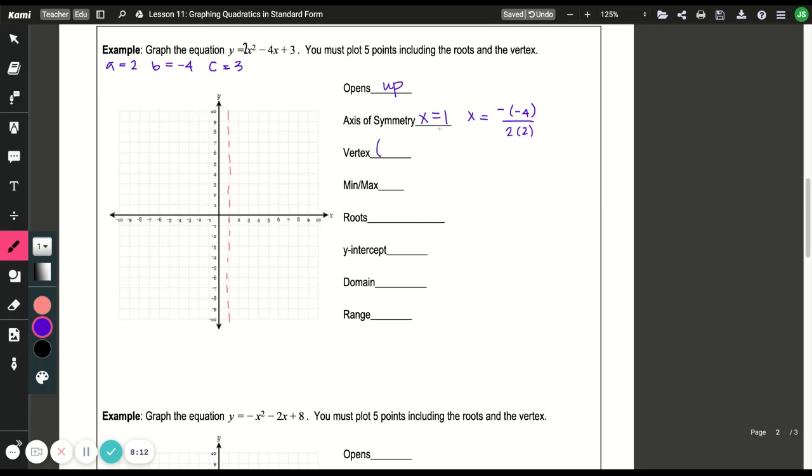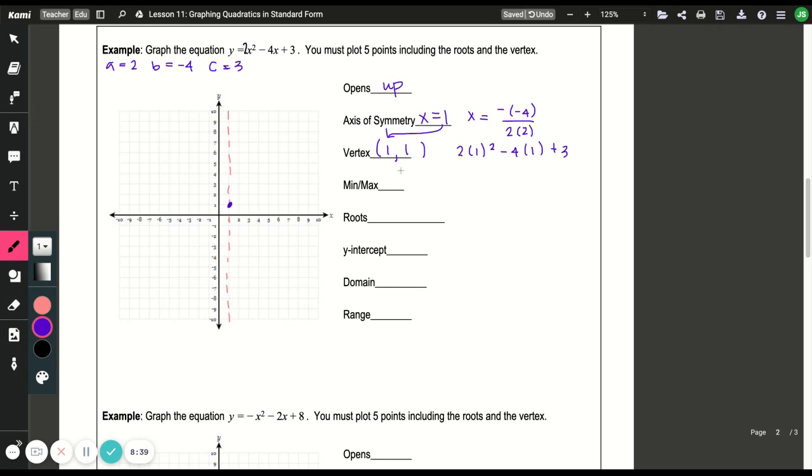To find the vertex, we take that same x as our x coordinate, and then to find the y coordinate, we substitute that into the equation. So 2 times 1 squared minus 4 times 1 plus 3. 2 minus 4 plus 3 is 1. So 1, 1 is my vertex right there.